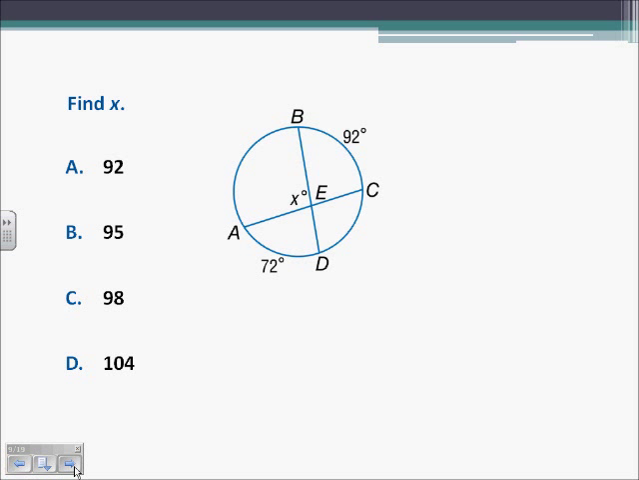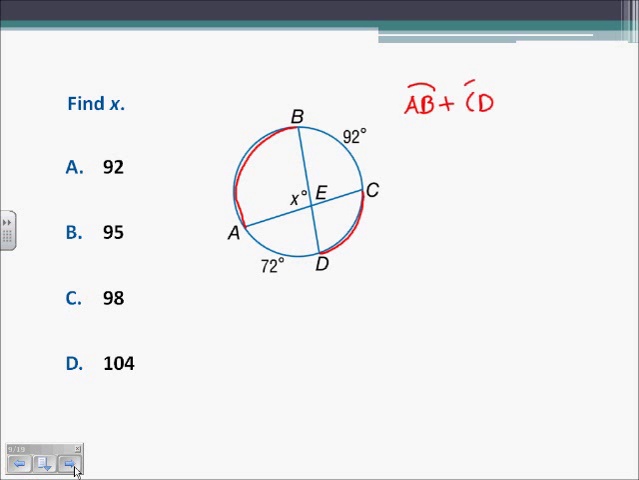Here we're asked to find x. To find x, we need to know the sum of the arc it intercepts and the arc that its vertical angle intercepts. So we need to know the sum of AB and CD. But we know the whole circle needs to be 360. So if we subtract off the other two parts from 360, that's going to give us the sum of AB and CD.